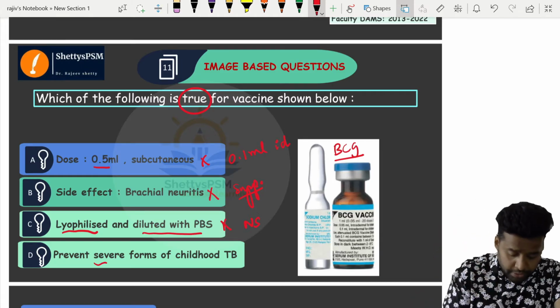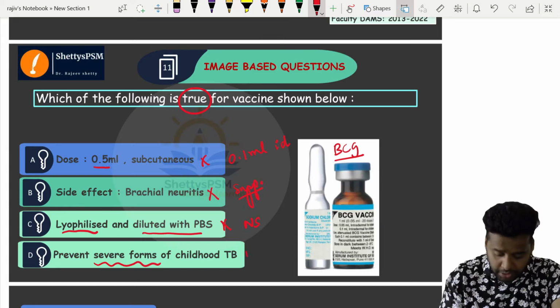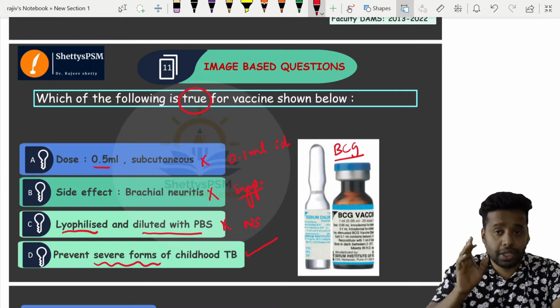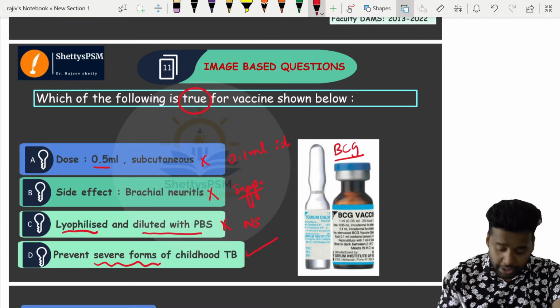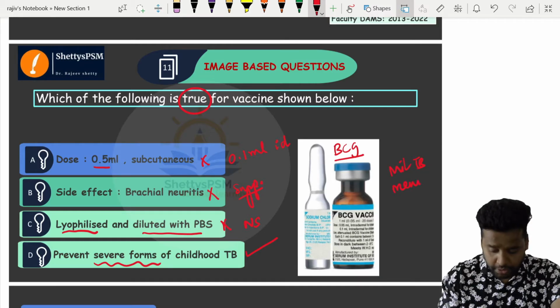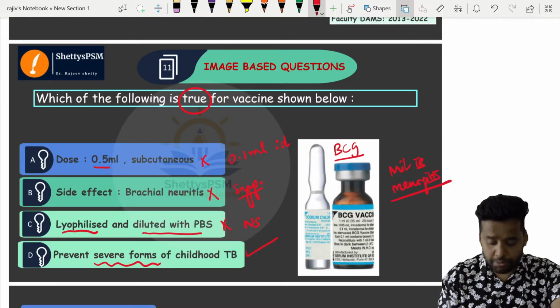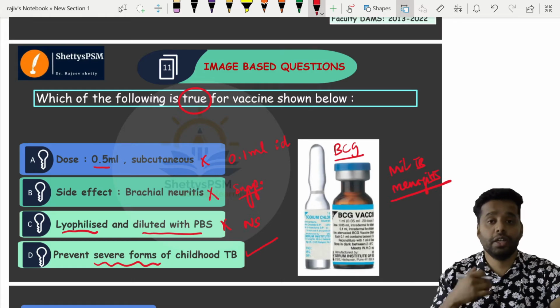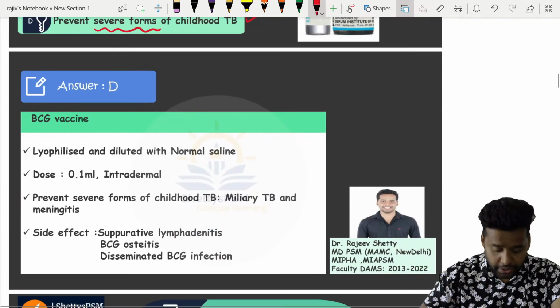Good. Prevent severe forms of childhood TB, yes. The only important use, it can prevent mortality. Miliary TB it can prevent, that is correct. And also meningitis it can prevent, that is also correct. These two M's you have to remember, miliary TB and meningitis. That is the role of giving BCG vaccine. Come to the next question.